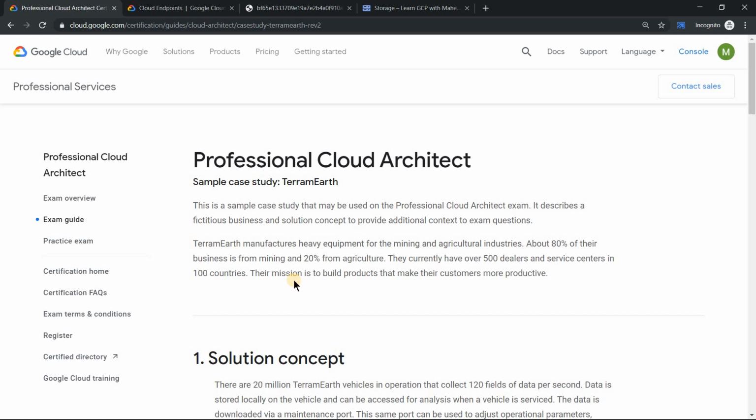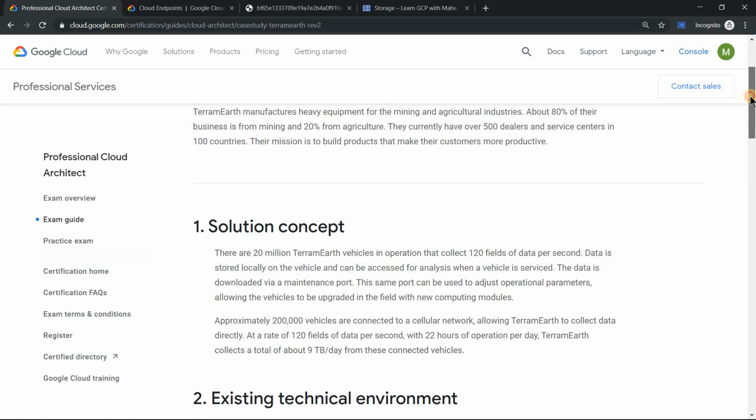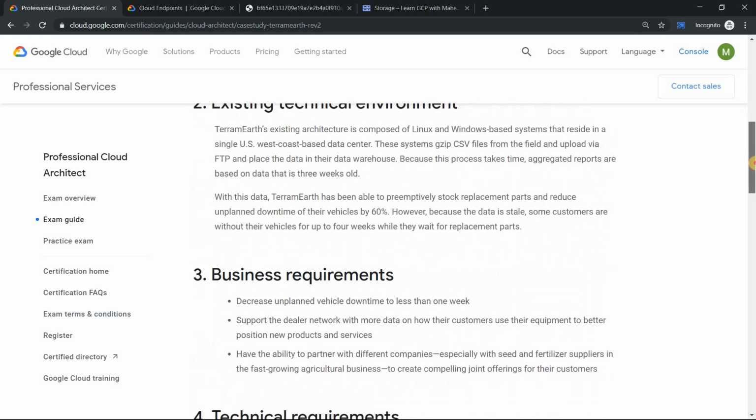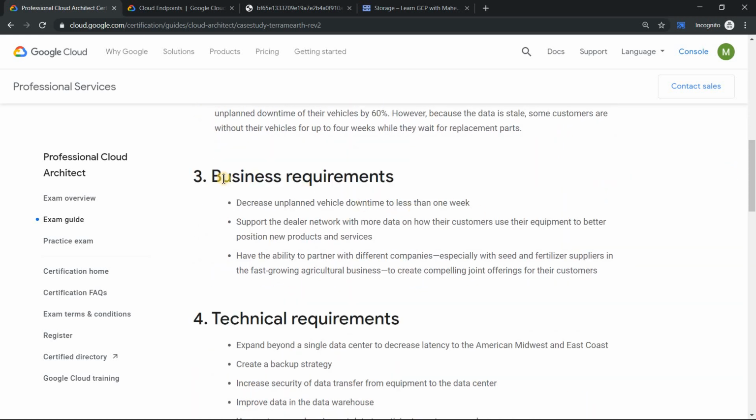So today we'll discuss TerramEarth's case study. There are a couple of sections which we have not discussed in the previous video, so I thought of discussing them. The sections not discussed previously were business requirements and technical requirements. Let's go through that today.